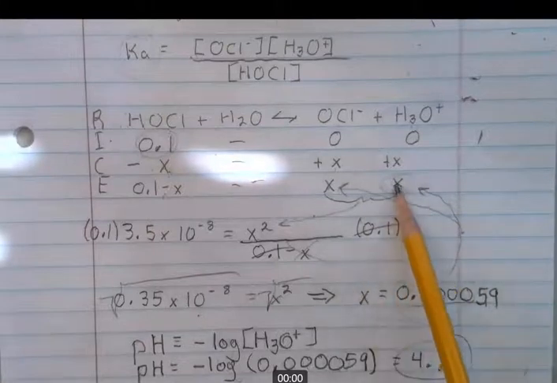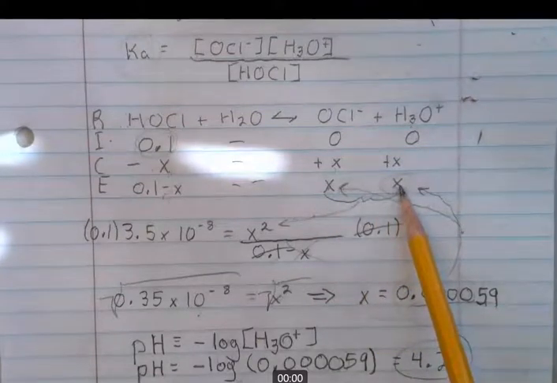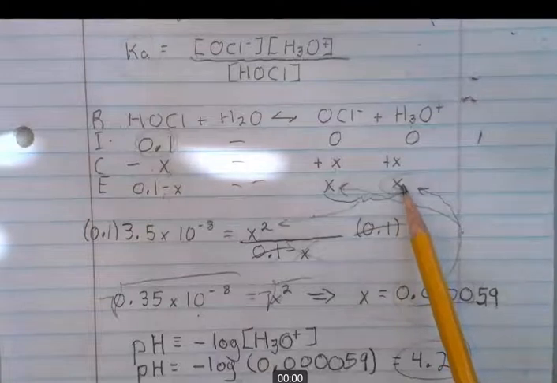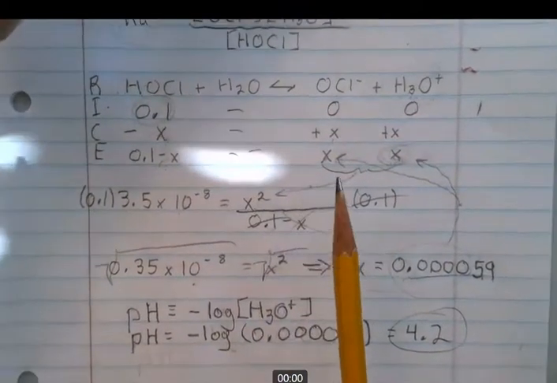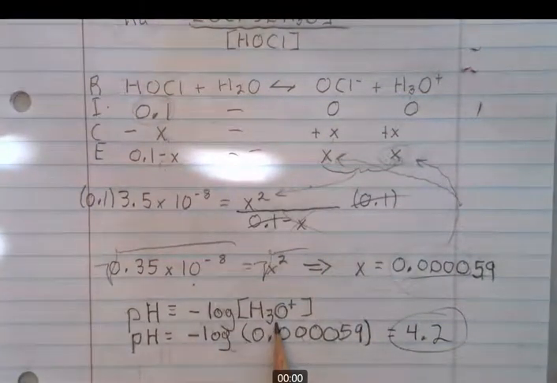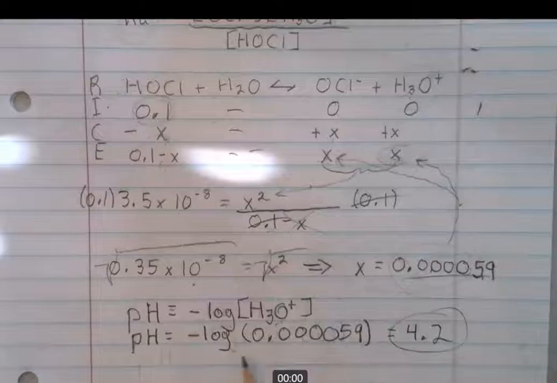That's what X represents, in fact, the concentration of both of these, but we don't care about the OCl minus. We care about the hydronium here because we want pH. So if we have the hydronium concentration value, then we can get the pH by the pH formula. pH equals negative log of the hydronium concentration. So it's negative log of 0.000059, and you punch that in your calculator, you get a pH of 4.2.